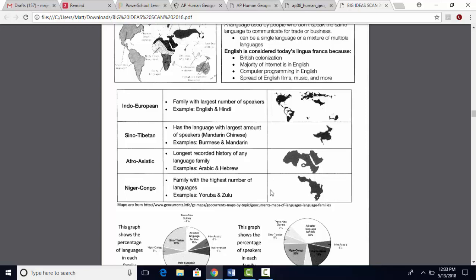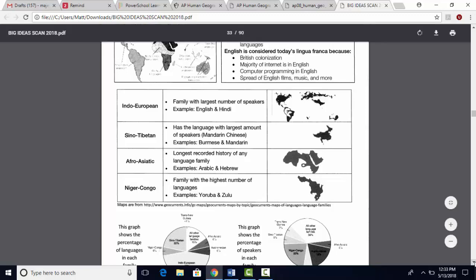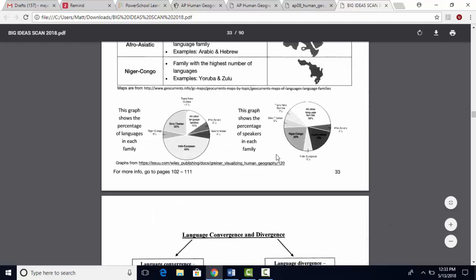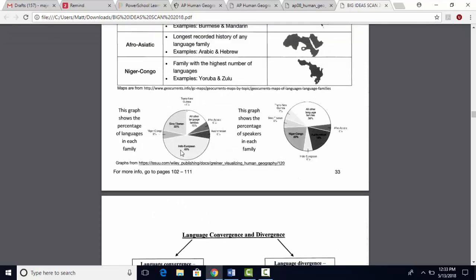All right, so those are the four biggest, or the four that you really need to know the most out of all languages worldwide. This graph, remember, shows you the percent of languages in each family. Indo-European almost has 50% of all of the languages, right? Sino-Tibetan, 22%.